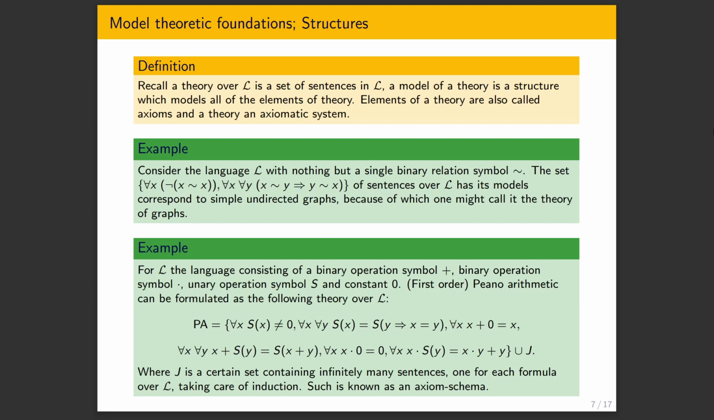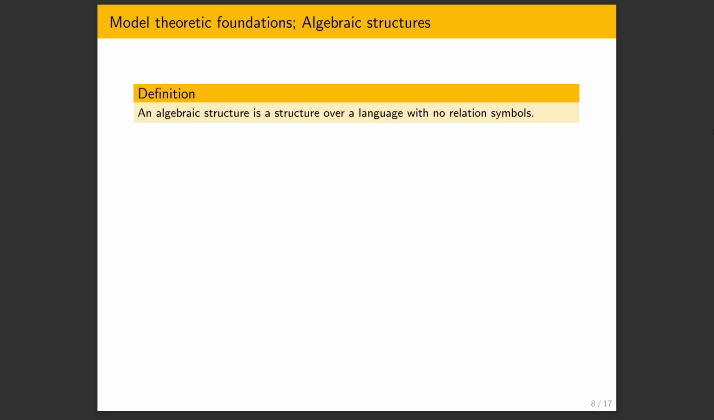This is actually a very fundamental way of viewing mathematics. And it's very useful in universal algebra because universal algebra is going to take this view of algebraic structures. So now, what is an algebraic structure? Well, an algebraic structure is simply a structure of a language with no relation symbols.